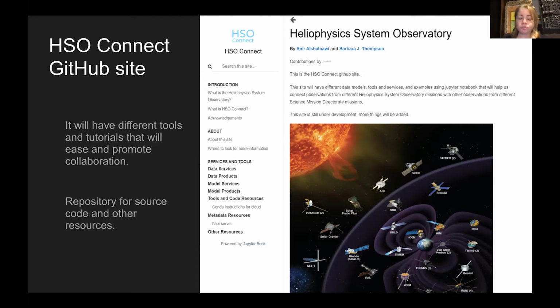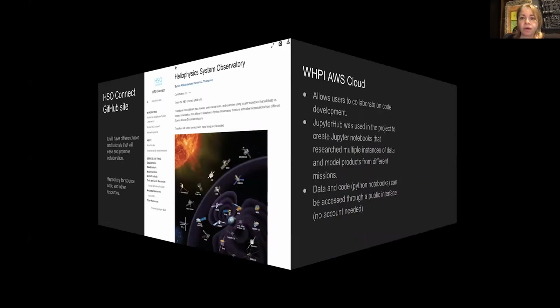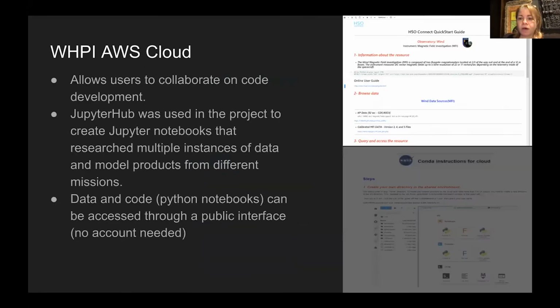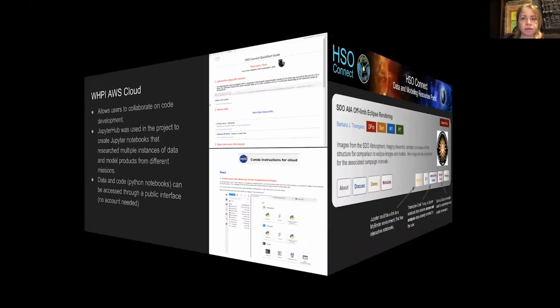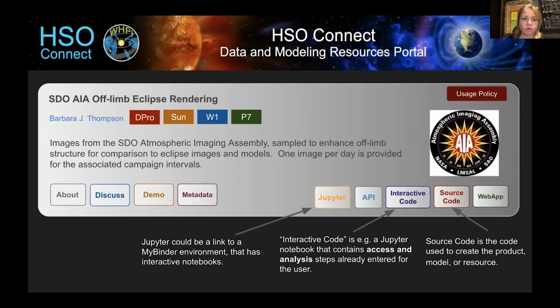Otherwise, if you want, you can just create a public directory and post the code in there and have a README file. That's fine too. It's whatever you're comfortable with. And over time, we'll start to post more and more resources into the HSO Connect portal.